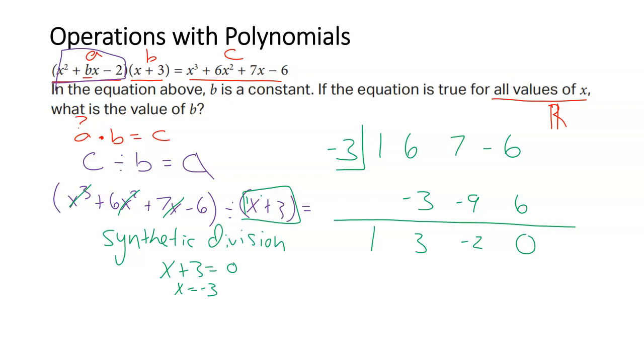The rest of it is our quotient, starting with the constant and then just working up in our powers. So this second number is our constant. The next number is going to be our x, and then x to the second, and we would keep going until we ran out of numbers. So I have x squared plus 3x minus 2 as the quotient with a remainder of 0. Well, let's compare that to what we have up top. X squared plus bx minus 2. What does b have to be? 3.